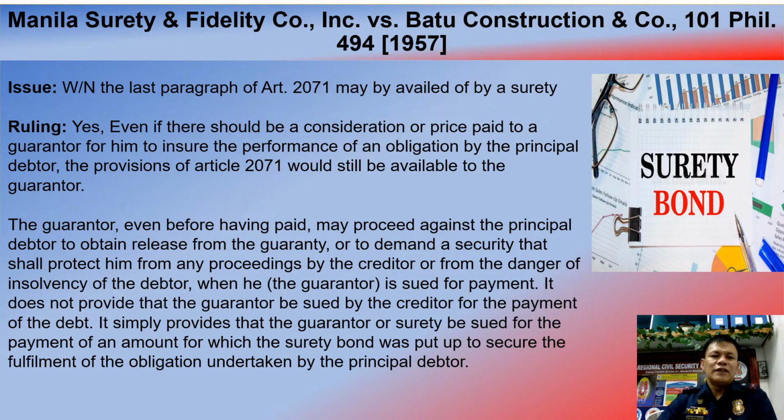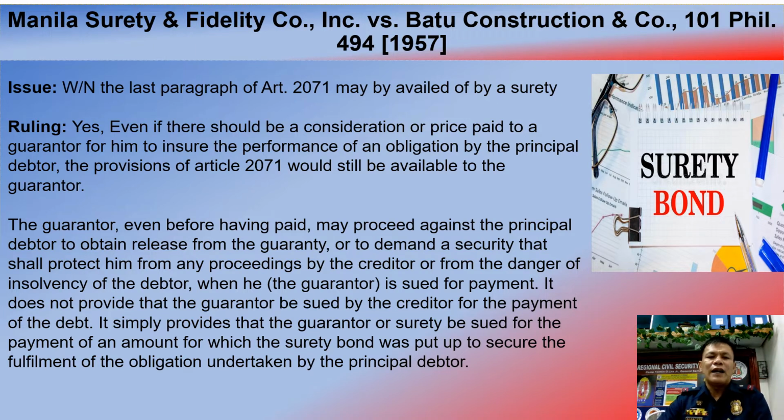Ruling of the court. Yes. Even if there should be a consideration or price paid to a guarantor for him to ensure the performance of an obligation by the principal debtor, the provision of Article 2071 would still be available to the guarantor. Article 2071 of the new Civil Code provides that the guarantor, even before having paid, may proceed against the principal debtor to obtain release from the guarantee or to demand a security that shall protect him from any proceedings by the creditor or from the danger of insolvency of the debtor.